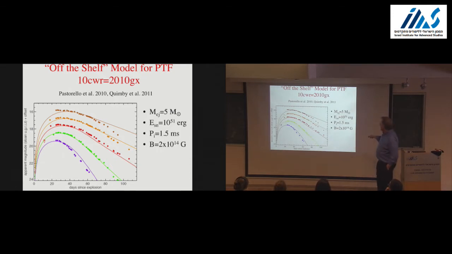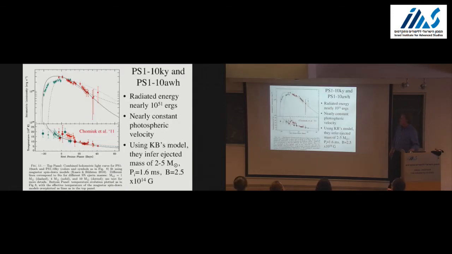So this is an ejecta mass of 5. This was the original supernova energy. Again, you need that to get the ejecta out. Initial spin in this case of 1.5 and a B field of 2 by 10 to the 14. So this just keeps going. I could show you multiple examples, which I'm not really going to because I want to be certain I have time for more questions.